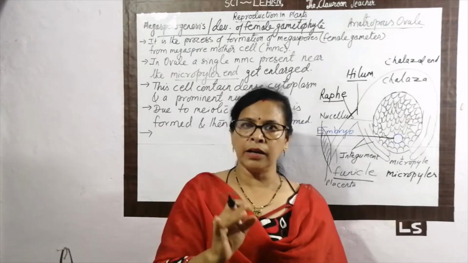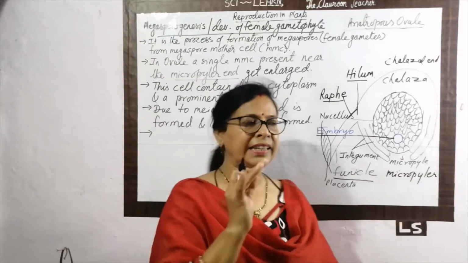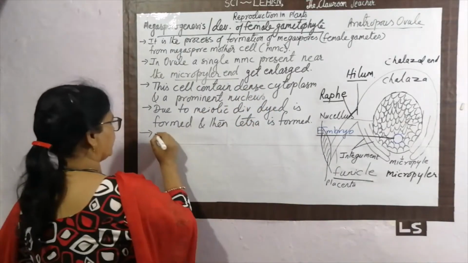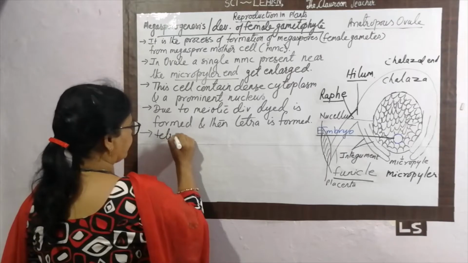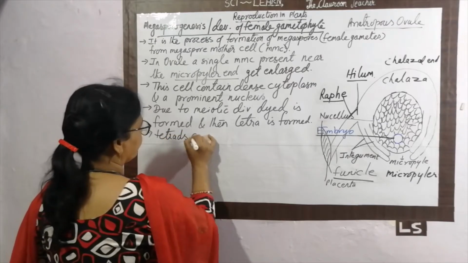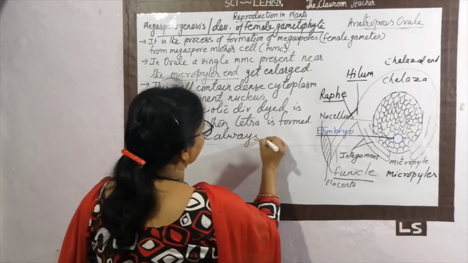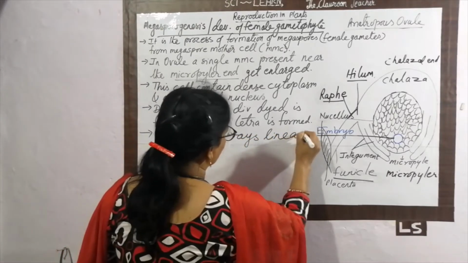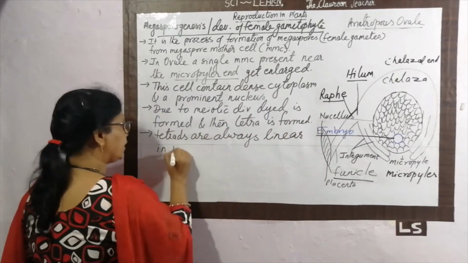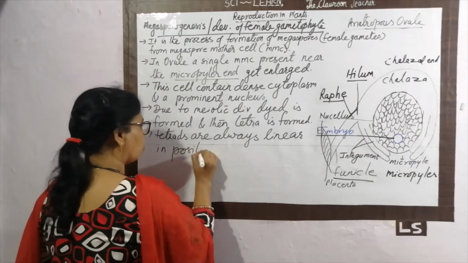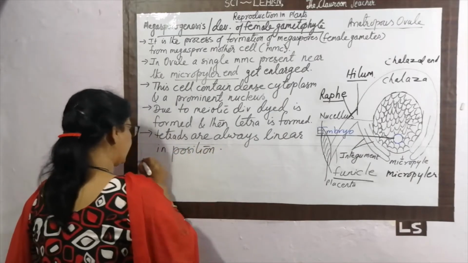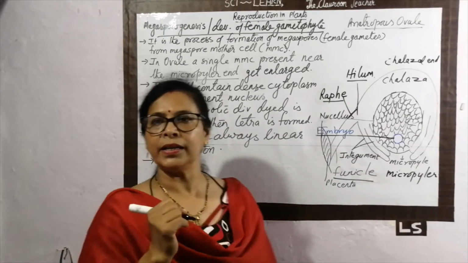What about the tetrad? The tetrads are always linear in position. Linear means they are in a straight line. What is the position of the tetrad? It is linear in position. It is always in a straight line.